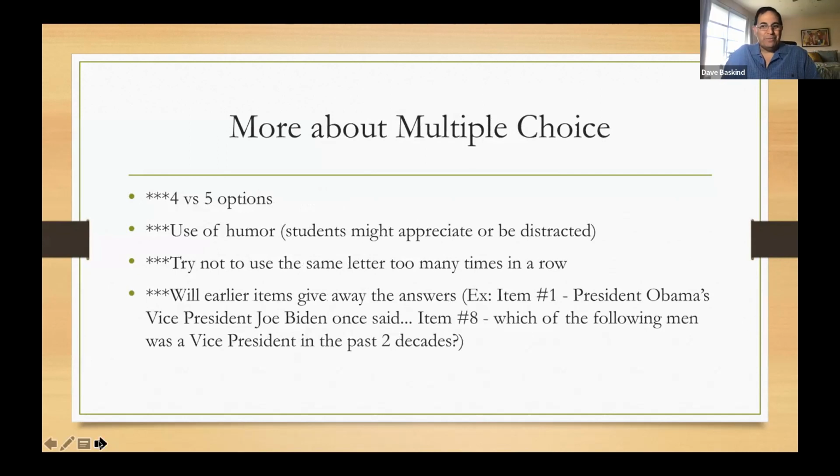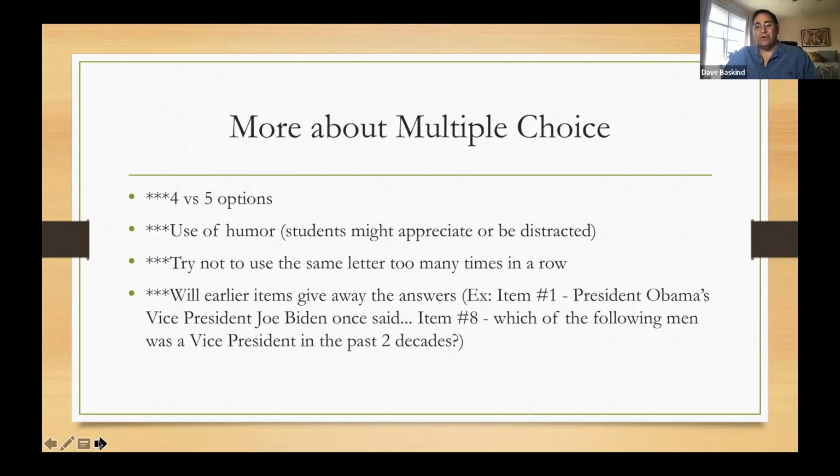Okay, do you want to have 4 options or 5 options? I don't have a strong preference there. I would say 2 options is too few. It's a 50-50 shot again. I've seen some instructors use 3 choices, A, B, C. Personally, I tend to prefer 4 or 5 options. Most of the time, 4. Either way is okay. But I would really caution you against having too many more choices than that.